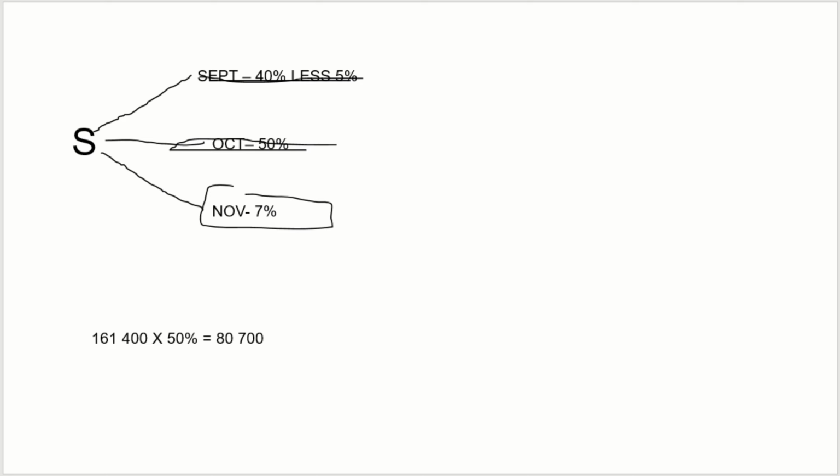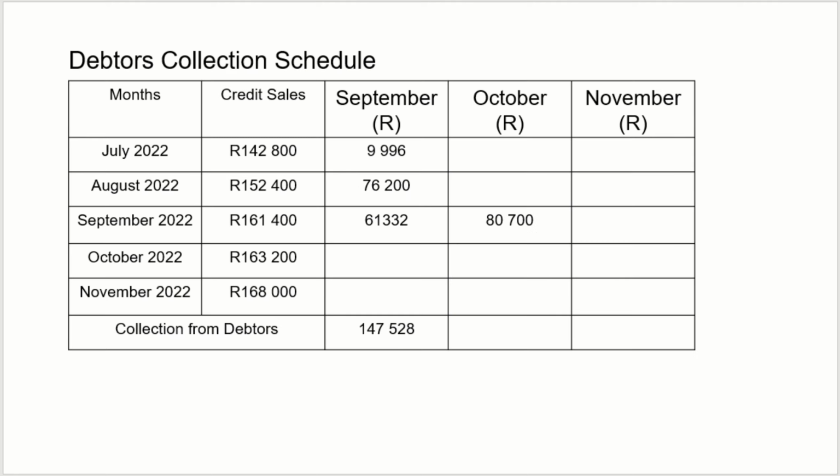161,400 rands, and then we're gonna multiply it by 7%. Okay, so just like that, multiply by 7%, and you press that on your calculator, and you're gonna get it as 11,298 rands. So like that, we're gonna say 11,298 rands. So remember what we do, we take that amount and we're going to plug it in to our November collection. Okay, so we're going to come to November and say 11,298 rands, just like that.